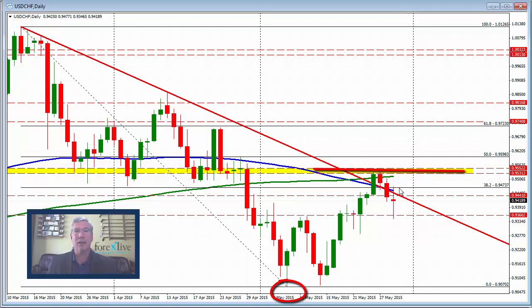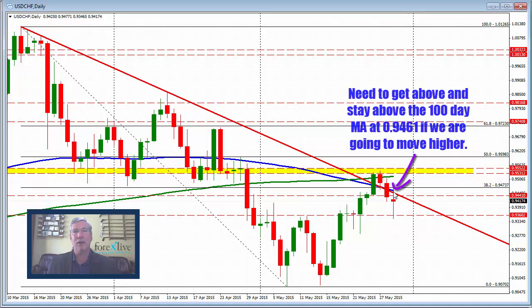What we do know is that next week we're going to have to get back above this broken trend line. We're going to have to get back above the 100-day moving average at the 94.61 level in order to push this price back to the upside. With the market trading in between the range today after bouncing off the lows, it's not all done necessarily for the upside, but we are going to need to get above that 94.61 level if we're going to move higher, right?